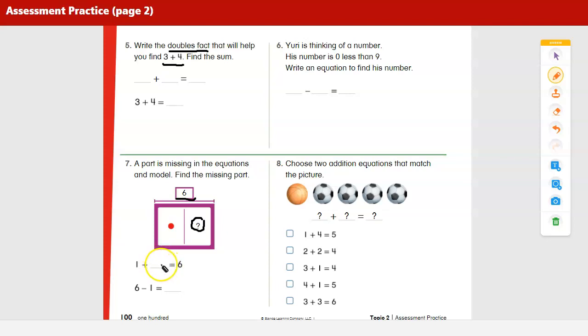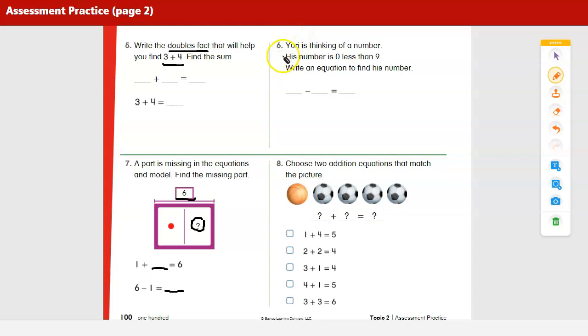The number that you write in the blank at top will be the same number that you write in your blank in the bottom, because our missing part will help us find 1 plus the missing part equals 6, and 6 minus 1 is equal to the missing part. So when you find 1 plus blank equals 6, the number you write here will be the same number that you write below.